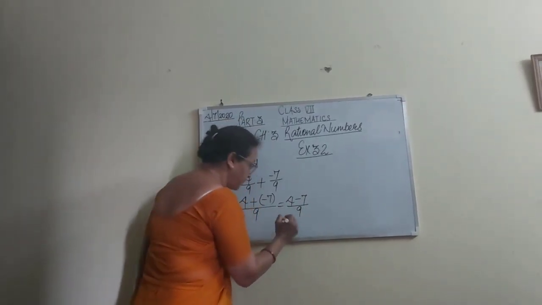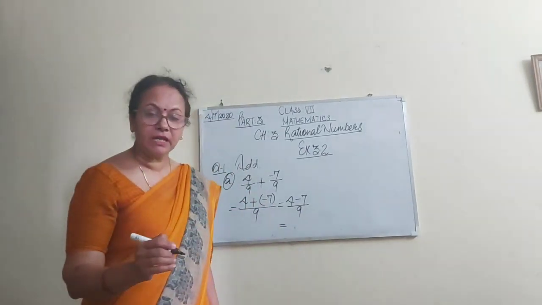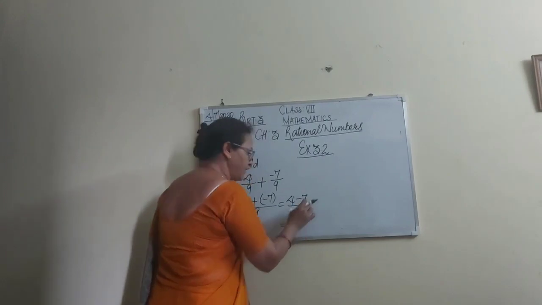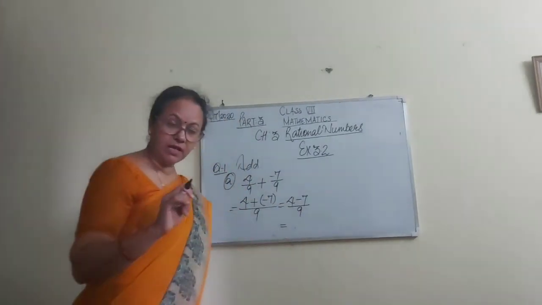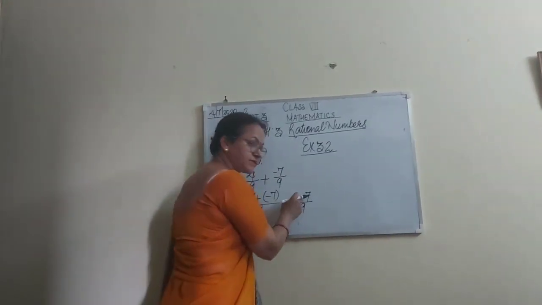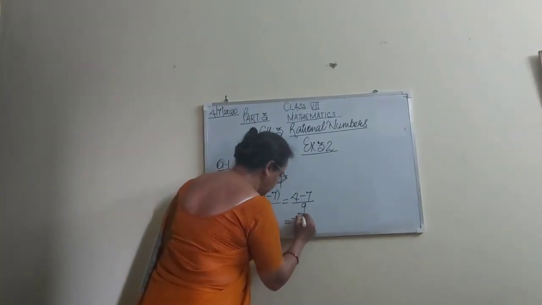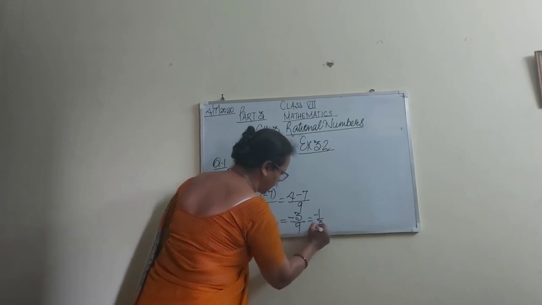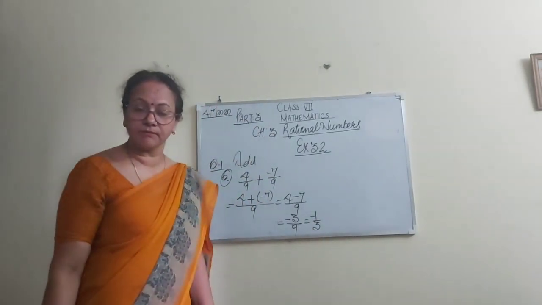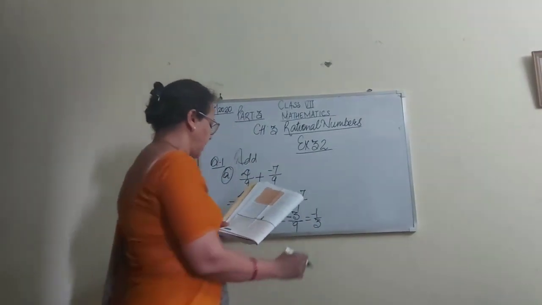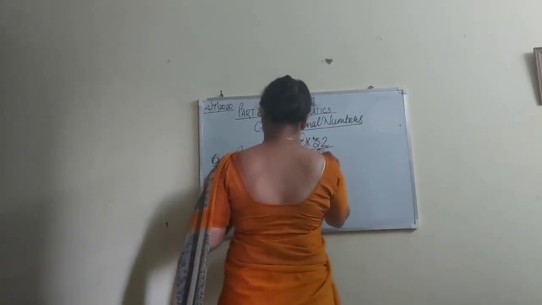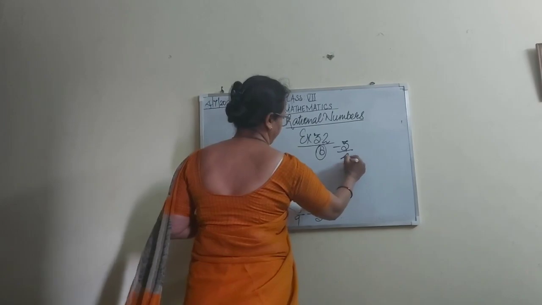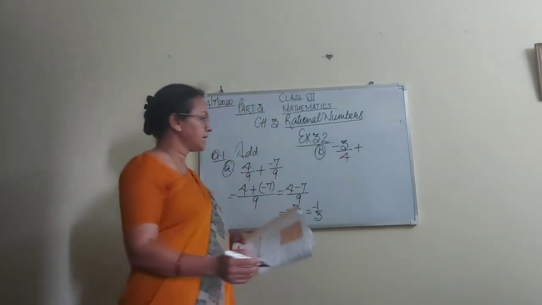Now 4 minus 7, what will it be? 4 minus 7 will be minus 3. Or we can do 7 minus 4, 3. But the sign of the bigger digit 7, so we will put minus 3 by 9. Which is equal to minus 1 by 3. We can convert it into lowest terms. Is it clear? Now B part is minus 3 by 4 plus minus 5 by 4.